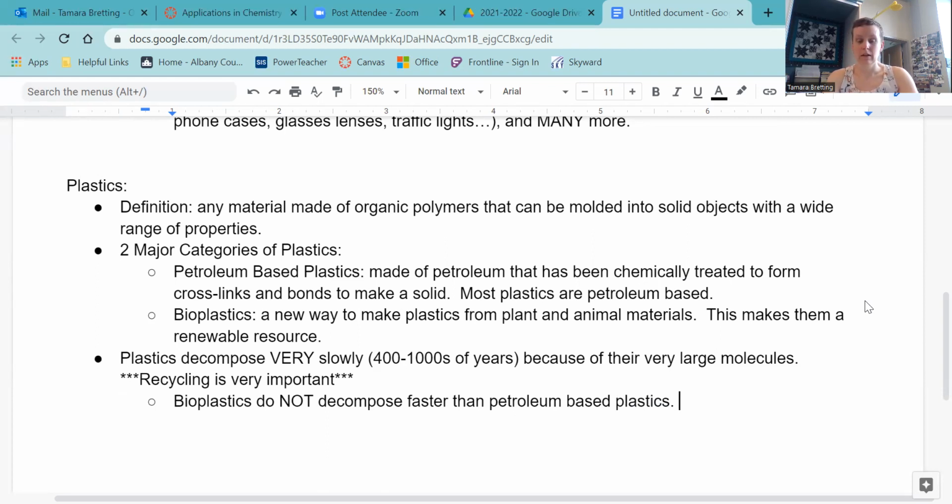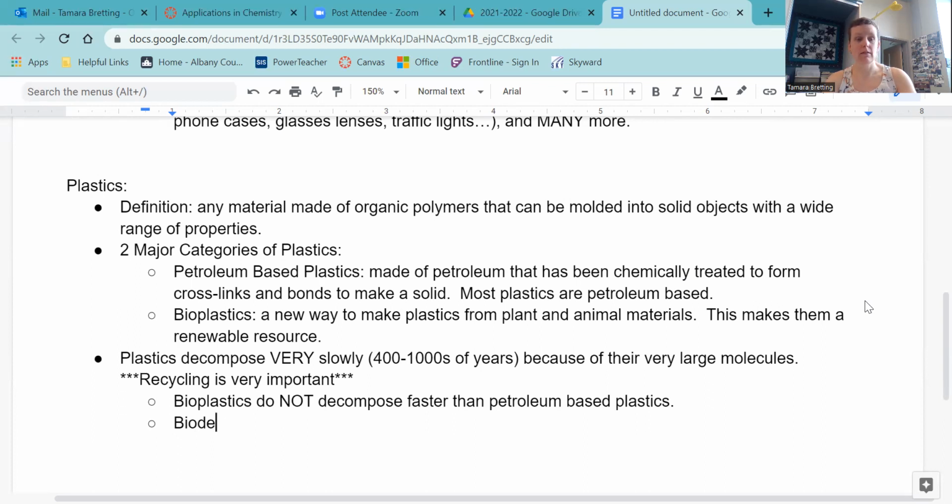Okay. It is not bioplastic because it biodegrades. It's bioplastic because it's made out of biological things, plants and animals. But when you create a plastic, when you create this polymer that's cross-linked, then you've created something that's going to take a long time to break down, no matter what you created it from. Okay.